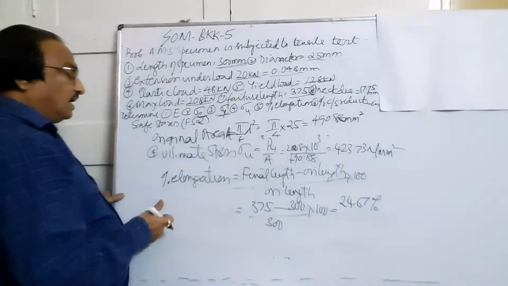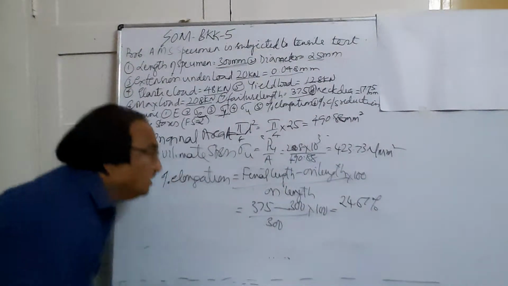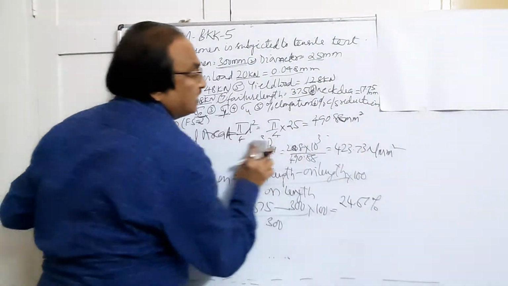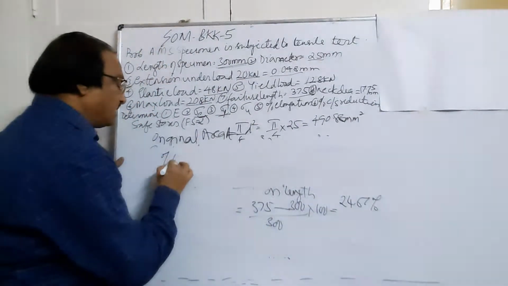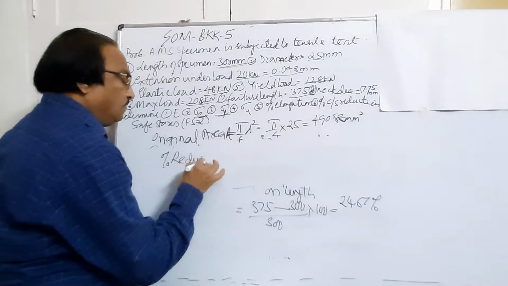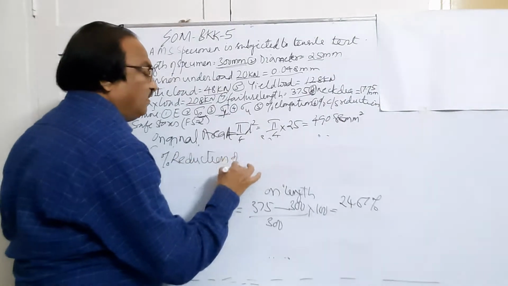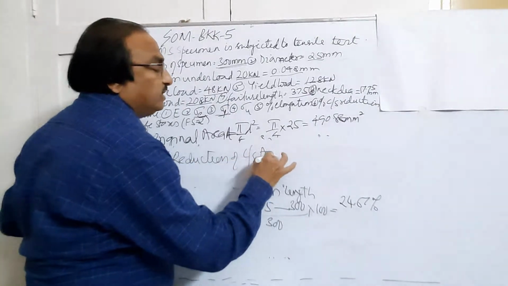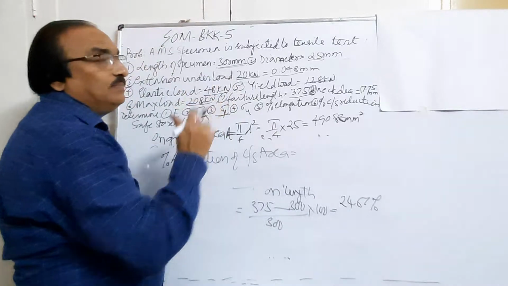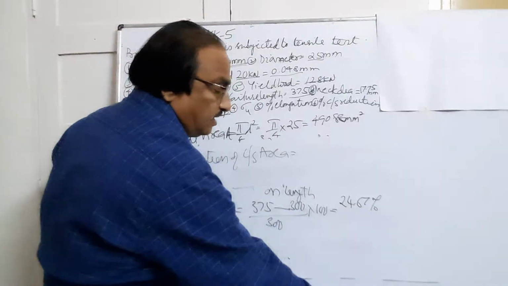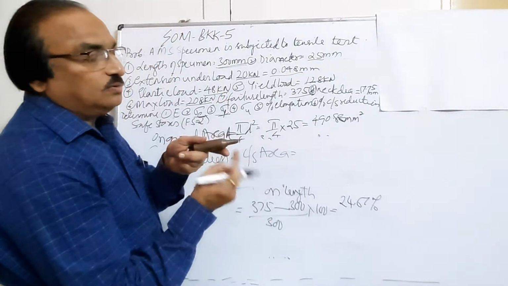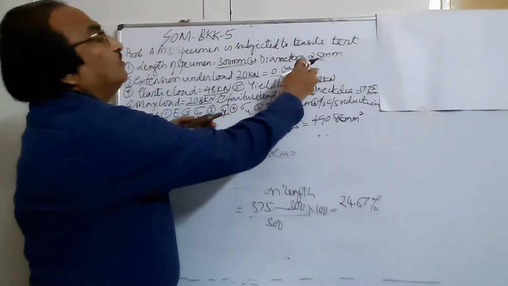And finally he has asked for the percentage change in the area, the percentage reduction of cross-sectional area. You see that there is a decrease in the diameter, so there will be a percentage reduction of the cross-sectional area. So this is the original cross section whose diameter is given to us as 25 mm.